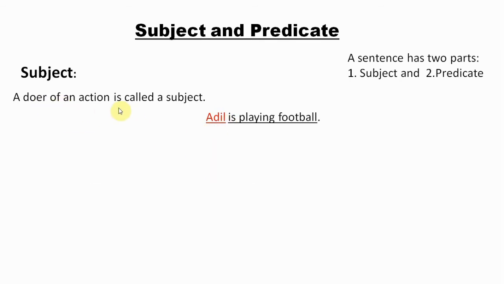A doer is a subject. If you ask about this group of words, "is playing football," who is playing football? The answer of who, that is Adil, is the doer, is the subject. So it's very simple. You just need to ask the question who. The answer will be the subject. Okay, this is one way to find out the subject.